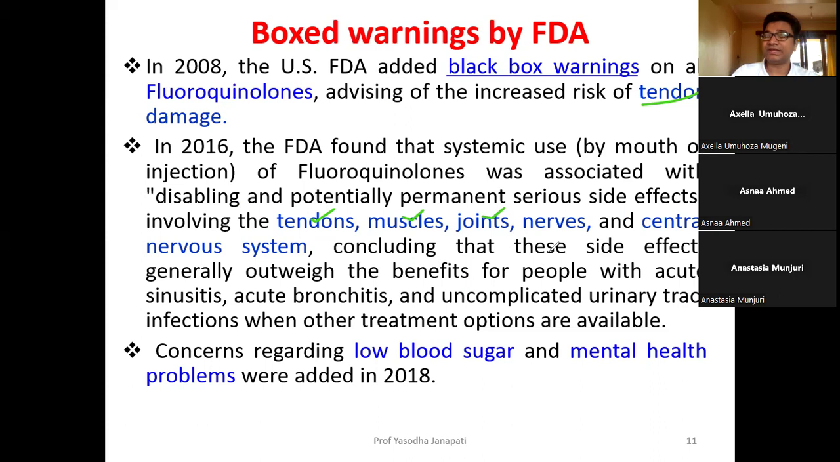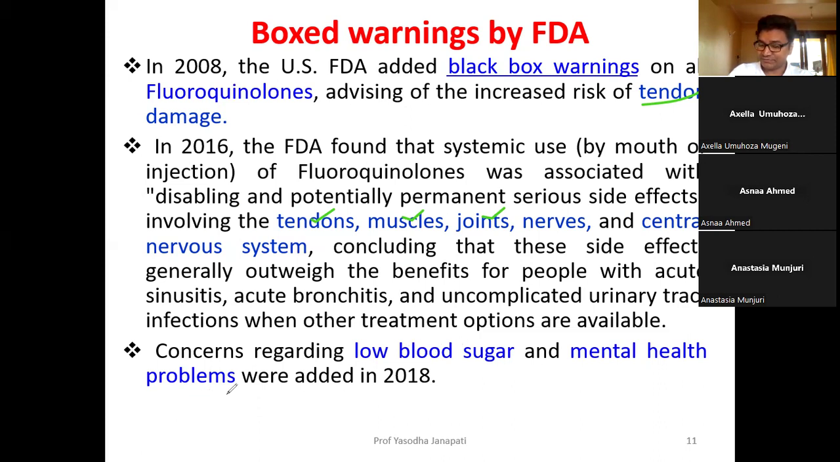Even we discussed the same thing with the anti-lipid drugs, atorvastatin, all those. They are very good drugs. At the same time, muscle issues, kidney damage. But what to do if you don't use atorvastatin and all those? The patient will die immediately. But if you use it, muscle weakness, okay, no problem. He will stop walking, but he will survive. So like that. And again, in 2018, they were concerned with low blood sugar and mental health problems.